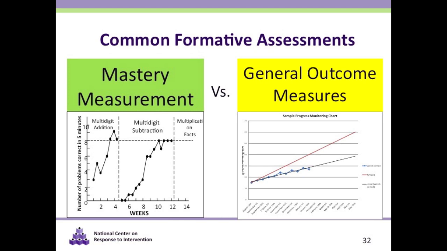One key difference between mastery measures and general outcome measures is the comparability of the data over time. With GOM, which is represented by the graph on the right, you can compare the score a student received in May to his or her score in September. This cannot be done with mastery measures because the skills assessed on the mastery measures differ over time, whereas the skills on the general outcome measure remain consistent over time.